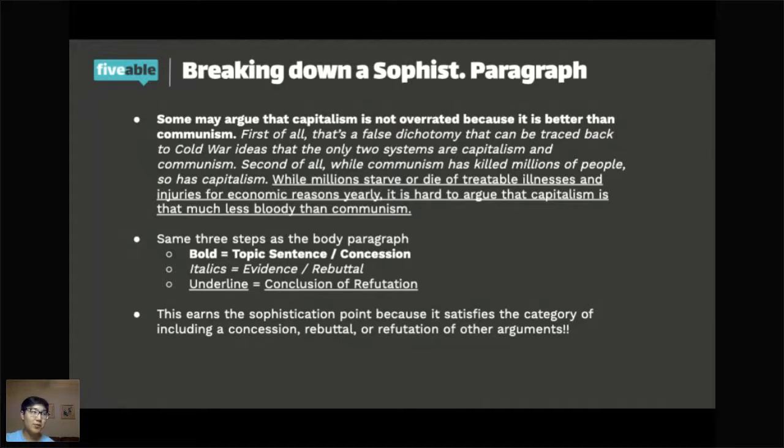So I would say this earns the sophistication point, and so does College Board. They agree, because it does specifically satisfy that category of including a concession, rebuttal, or refutation. And honestly, what I used to do for my argument essays is I had an intro paragraph, I had 2 body points, and then I had that sophistication point or that rebuttal as my third body paragraph, and then my conclusion. So I think by having all 5 of those, that 5-paragraph essay will help you earn the most amount of points possible because you are providing sufficient evidence, very strong commentary, while also having that sophistication point at the very end before your conclusion.